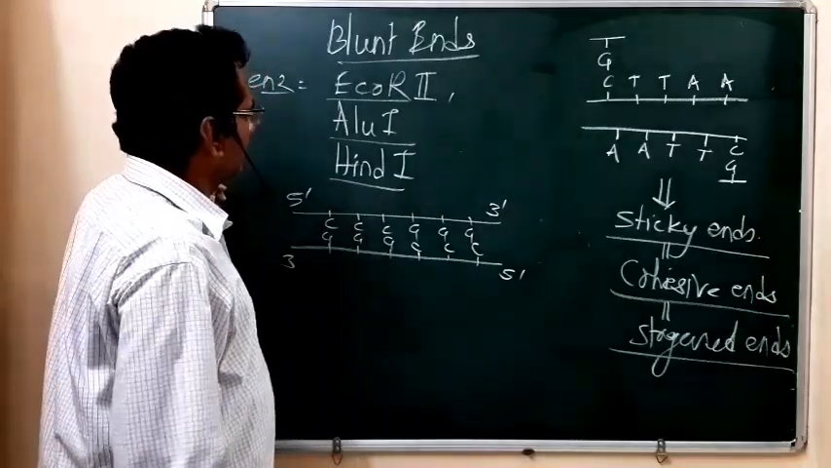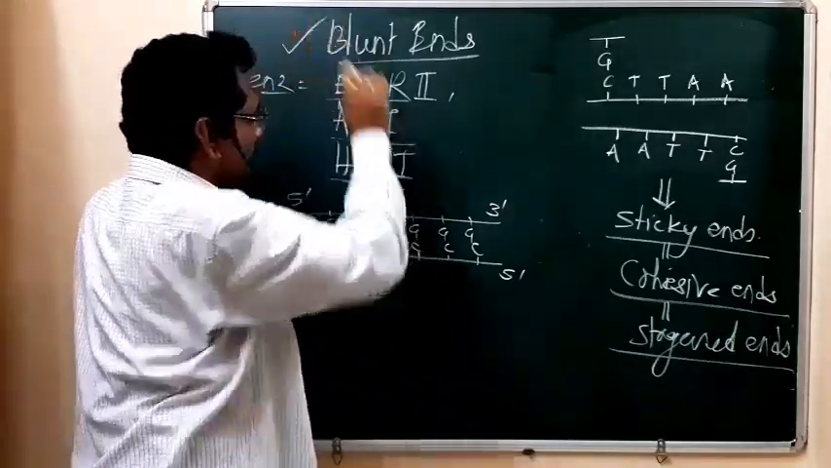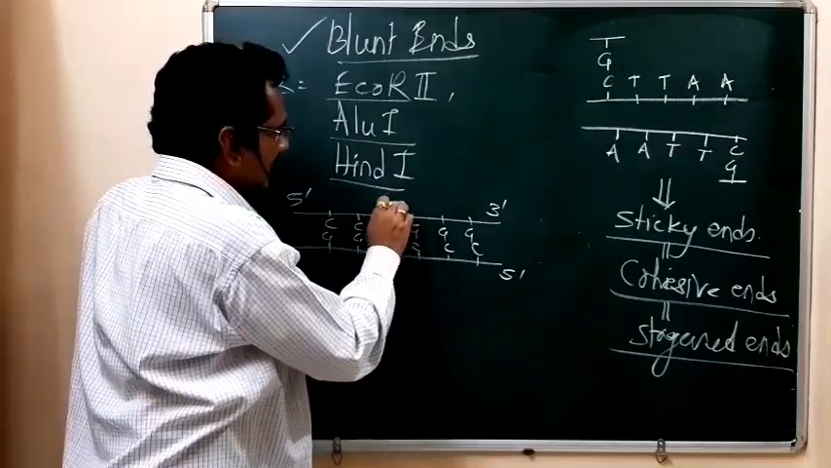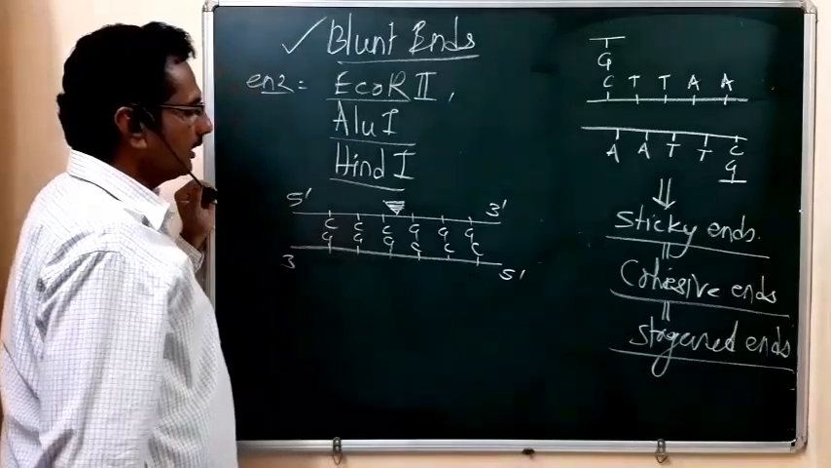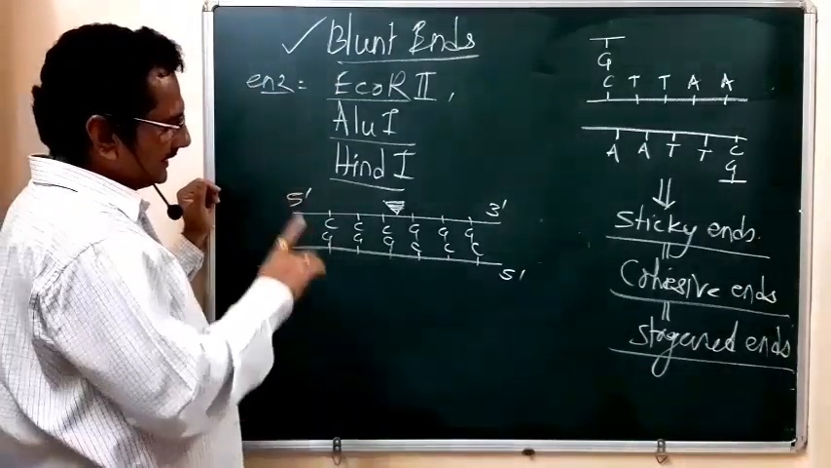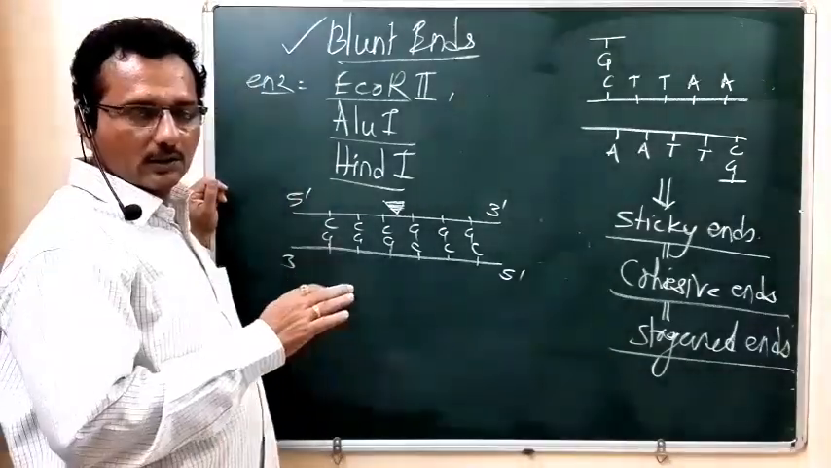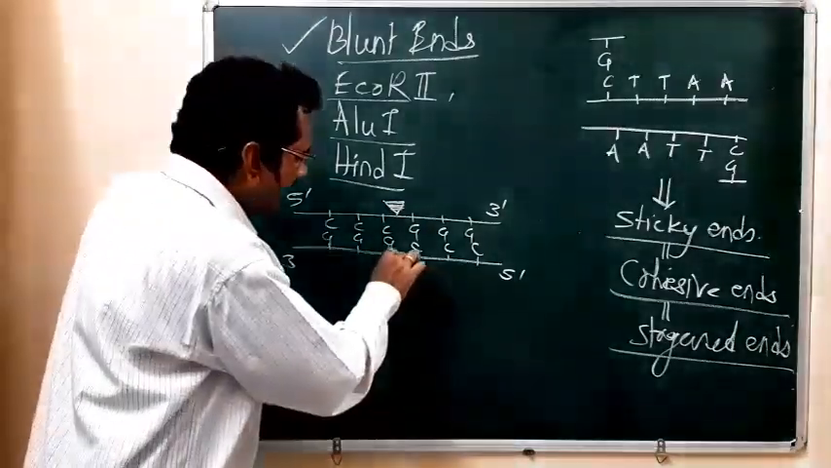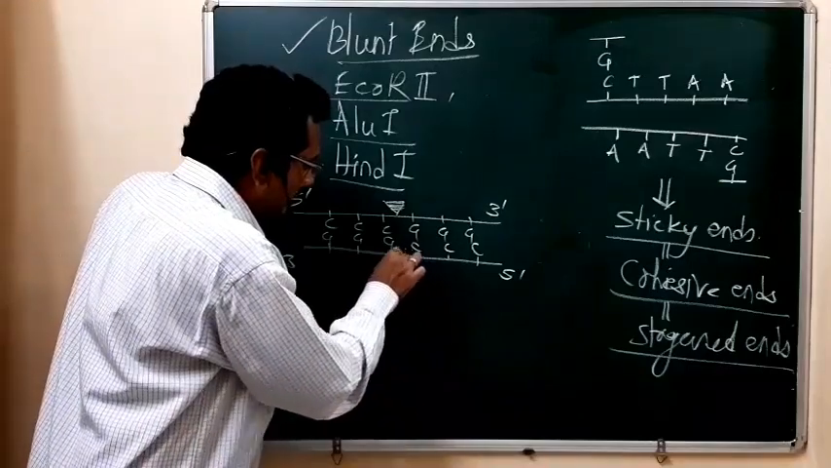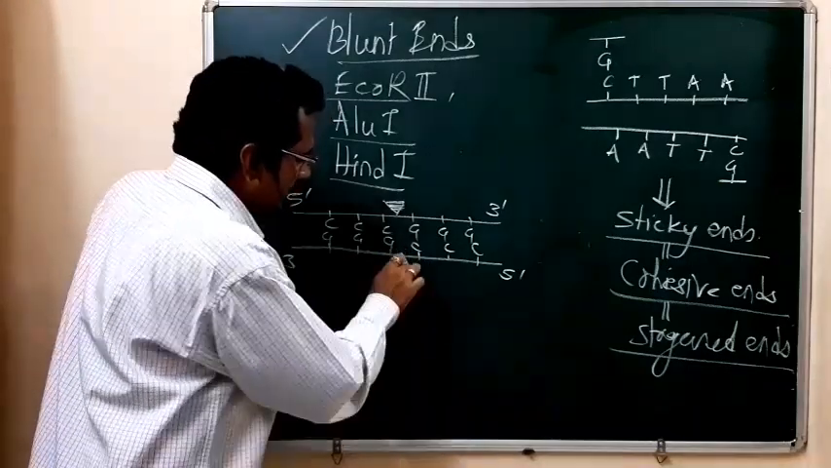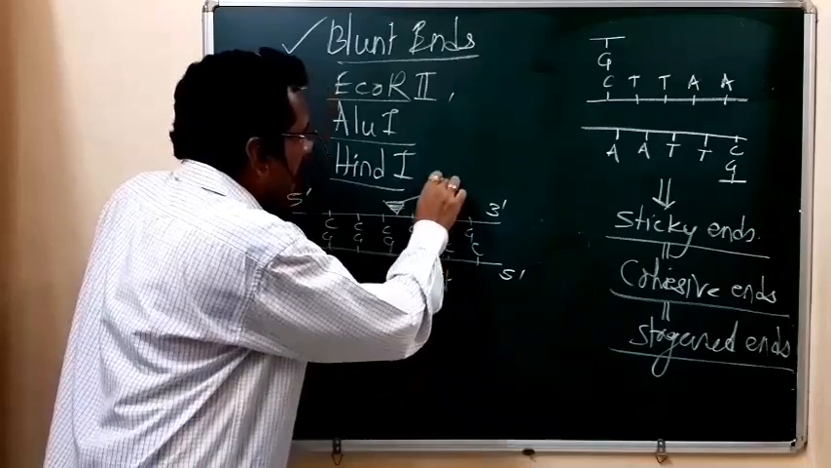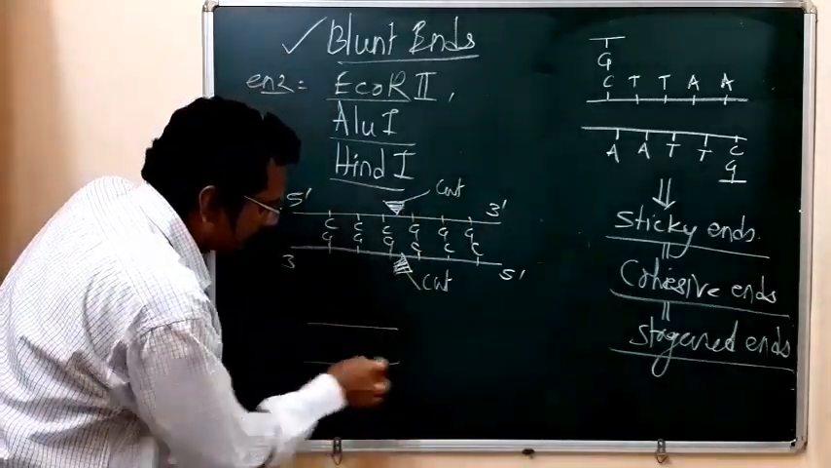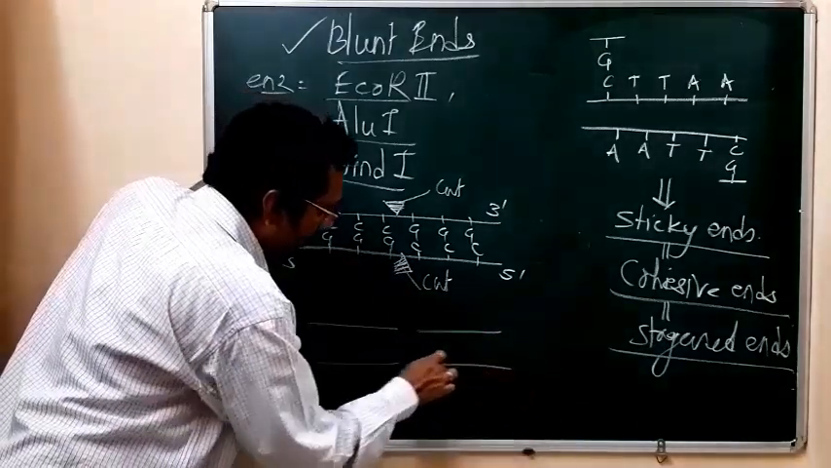Then this enzyme forms the blunt end as usual. They take the cut at this site, and the enzyme takes the same cut exactly opposite to the first one, that is here. And what is formed? This is the cutting site. This is also a cutting site, and such types of blunt ends are formed.